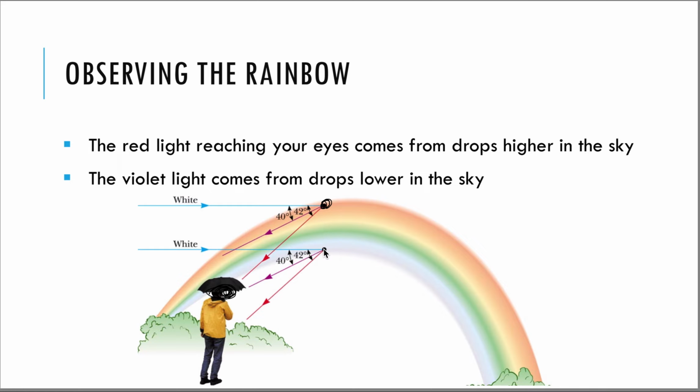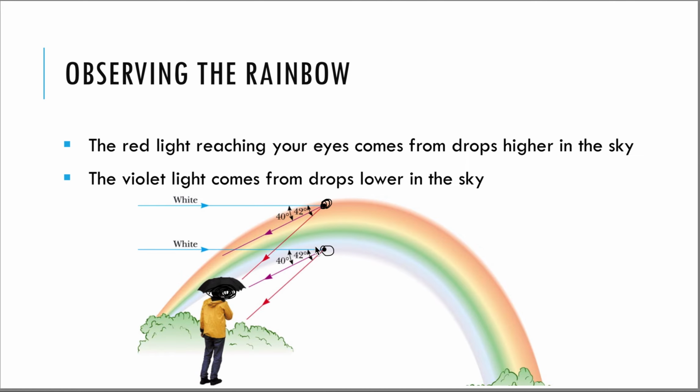And then when there's a drop of water lower in the sky, then what you're going to see is the violet light that's coming into your eye. You can see that this red light is not going into your eye. So that's why you always see the red on top in your rainbow, is because you're seeing that red light from the higher drops and you're seeing the violet light from the lower drops.